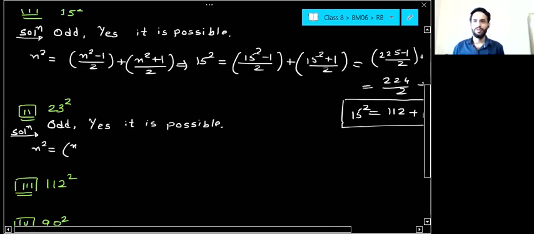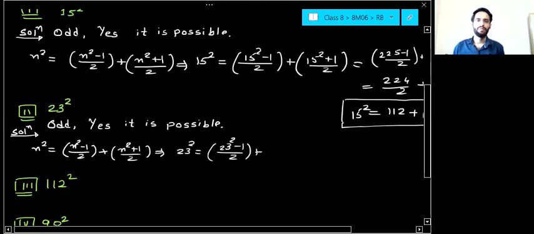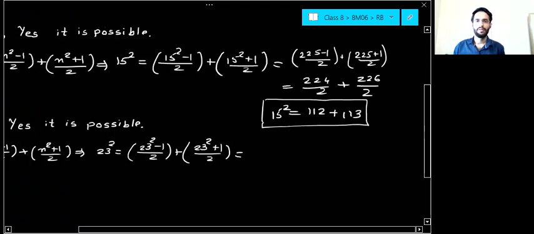n square is equal to (n square minus 1)/2 plus (n square plus 1)/2, implies 23 square is equal to (23 square minus 1)/2 plus (23 square plus 1)/2. Now what is the value of 23 square, students? 529. Very good. (529 minus 1)/2 plus (529 plus 1)/2.